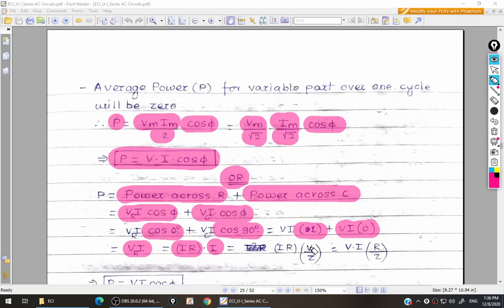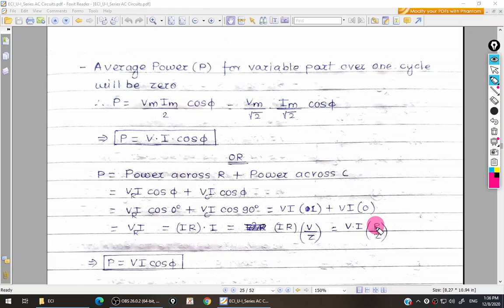And what is current? Voltage upon impedance, V by Z. So I into R multiplied by V by Z. If we take voltage and current outside, we will get V into I multiplied by R by Z. And we know that R by Z, the ratio of resistance and impedance, is called power factor. So what you are getting? V into I into cos phi. So R by Z is nothing but power factor. So P is equal to V into I into cos phi. This is nothing but your average power over one cycle.